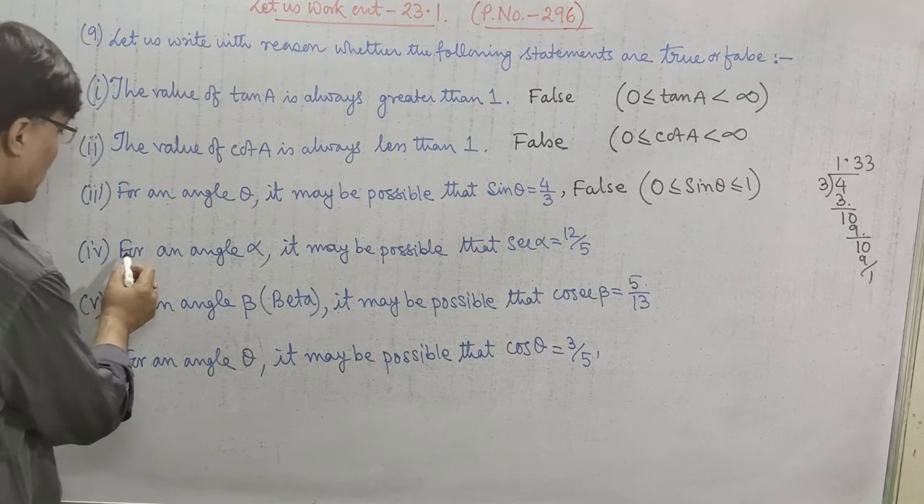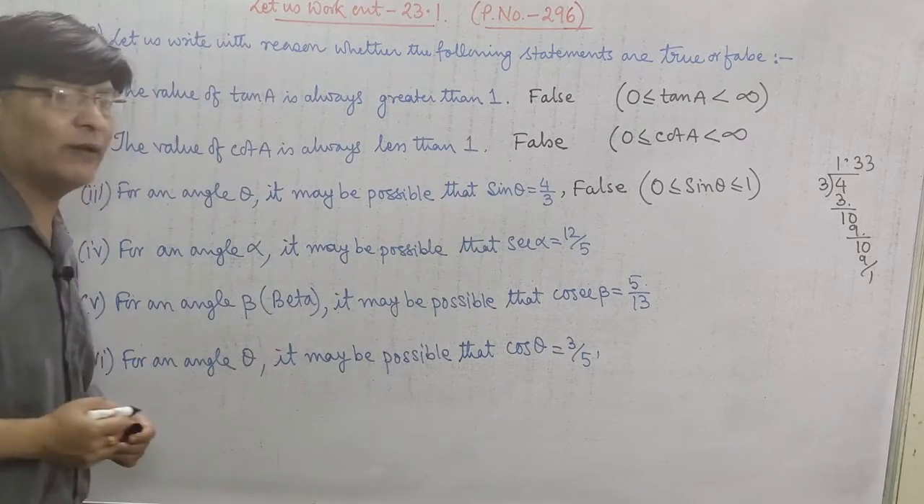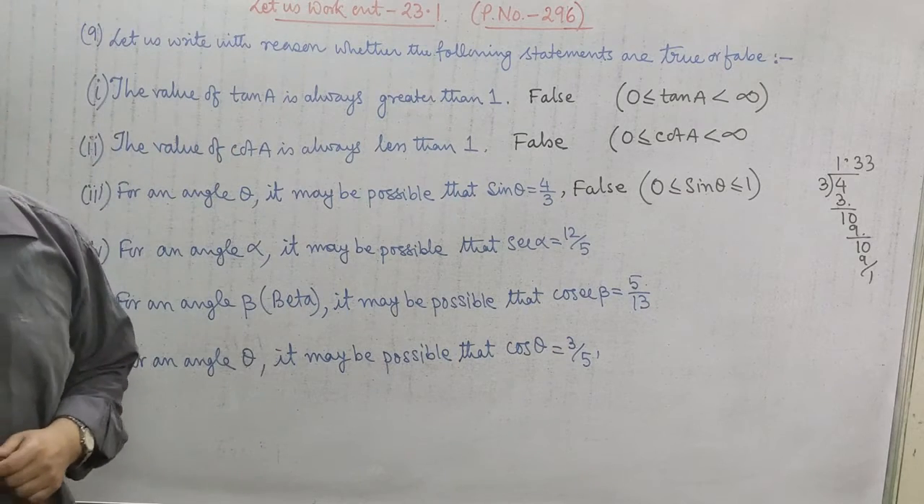Next, number 4. For an angle alpha, it may be possible that sec alpha is equal to 12 by 5. So I already told you about the values of sec alpha.